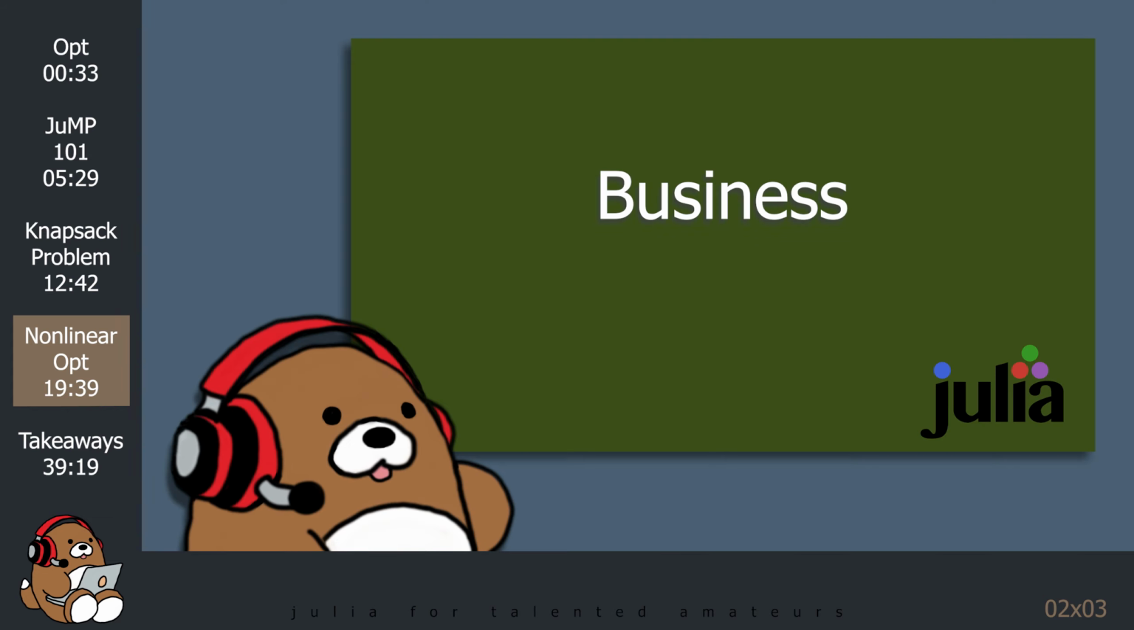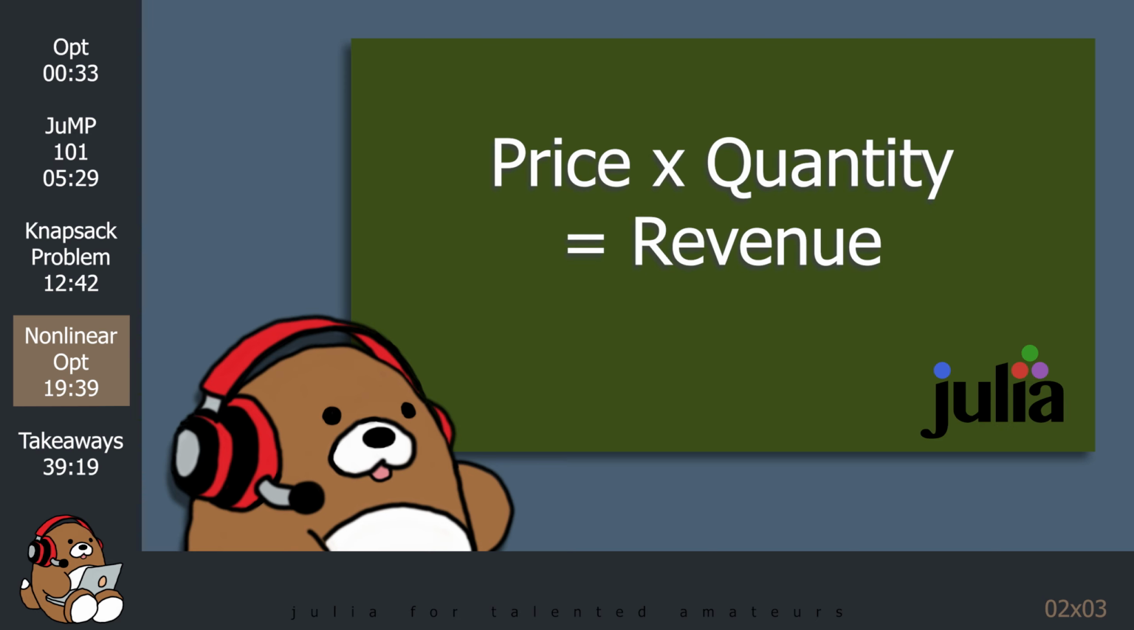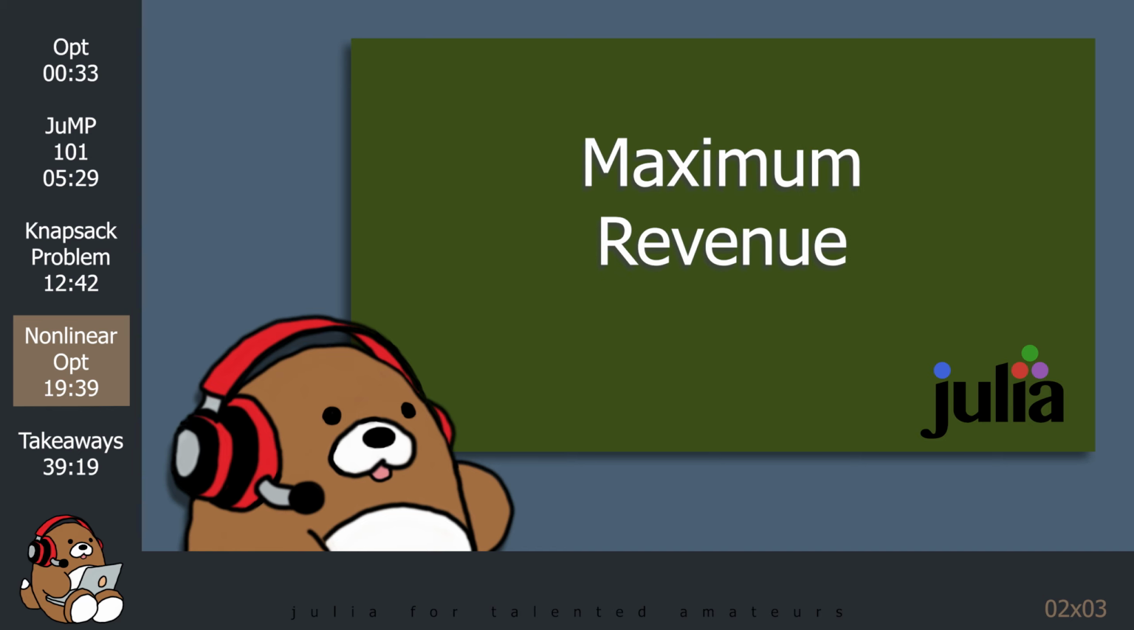Our final example is another nonlinear problem, which illustrates how optimization is used in business. Last week, we saw supply and demand curves that show the relationship between price and quantity as it pertains to the behaviors of companies and consumers. Companies use that information to create revenue curves, which is just the price times the quantity. Companies use optimization to identify the price that gives them the maximum revenue.